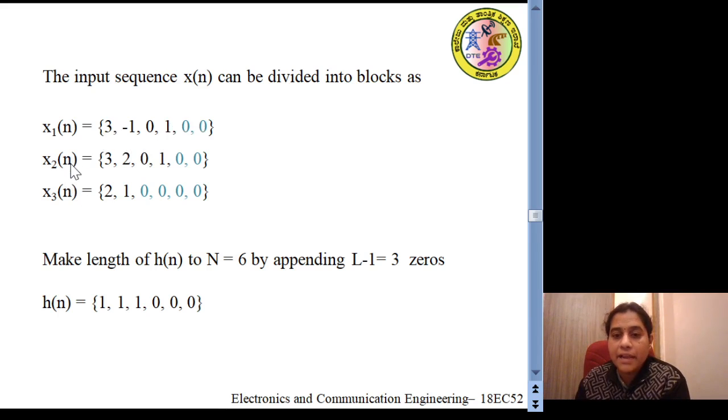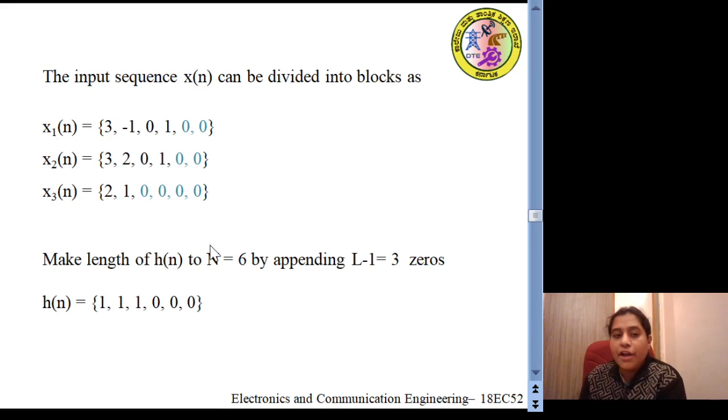x2 of n, the second block of input, we obtain by first considering L number of samples appended with M minus 1 zeros. So 3, 2, 0, 1 with 0 and 0 appended. Next, the remaining values, that is 2 and 1. To make the length of x3 of n equal to 6, we have to append 4 zeros at the end of this block. This is how we divide our long input sequence x of n into three blocks of input data, that is x1 of n, x2 of n and x3 of n.